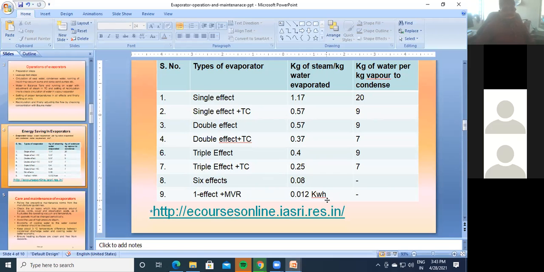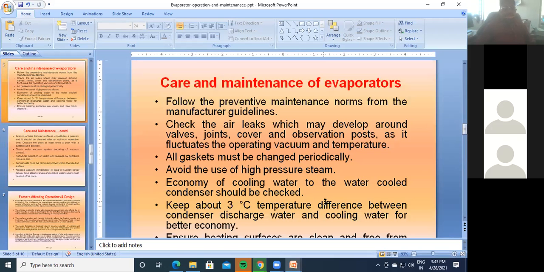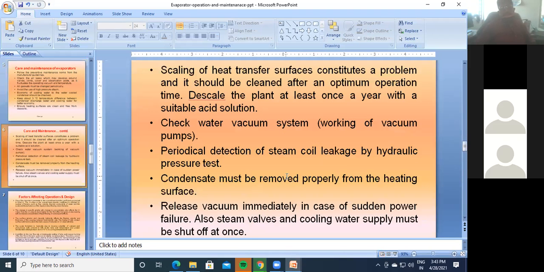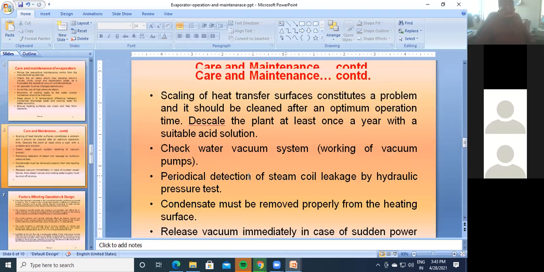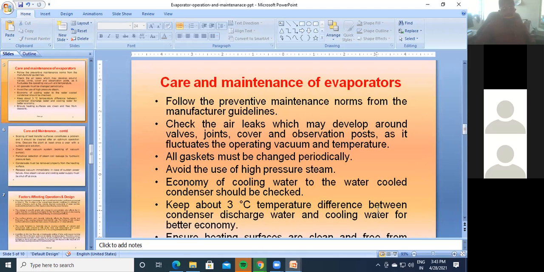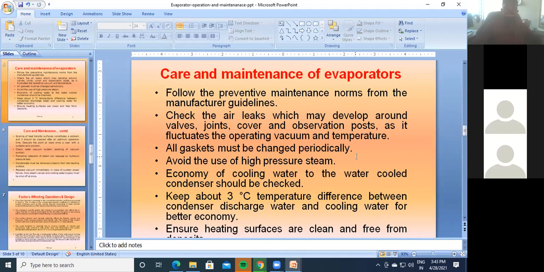Now in this slide, let us try to see care and maintenance. We have to see the preventive maintenance, or the maintenance which is done to avoid breakdown maintenance. If the breakdown is to be avoided, you have to do the preventive maintenance properly.